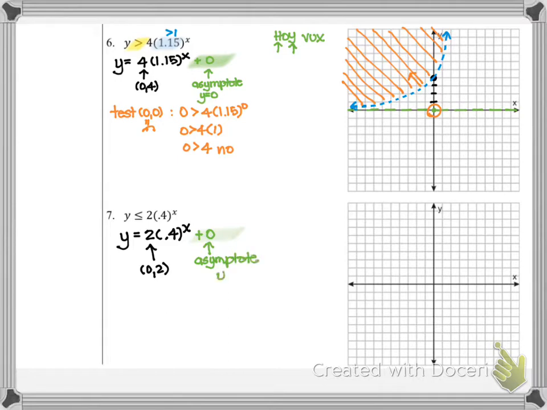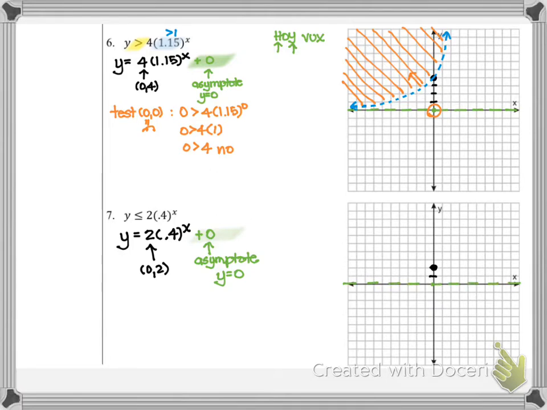And it's always going to be y equals. It's always going to be horizontal whenever you're dealing with an exponential graph. Okay, so let's go ahead and plot this 0, 2 point. So 0, 2. And then let's go ahead and put in the asymptote. So I plot 0. And then I want to put my dashed line through that.